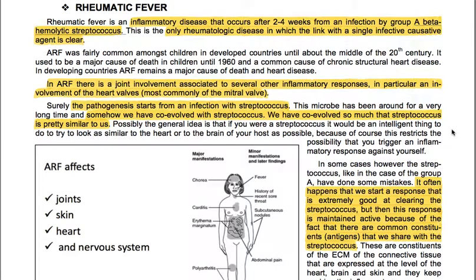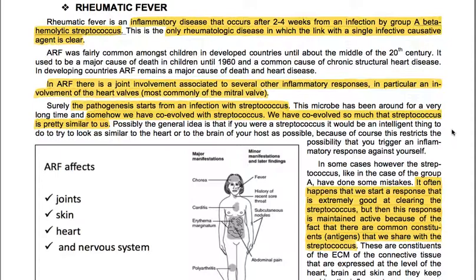So, rheumatic fever. Rheumatic fever is an inflammatory disease that occurs 2 to 4 weeks after an infection by group A beta hemolytic streptococcus. It's the only rheumatologic disease in which the link with a single infective causative agent is clear. So, only here there is a clear infective agent, causative infective agent.